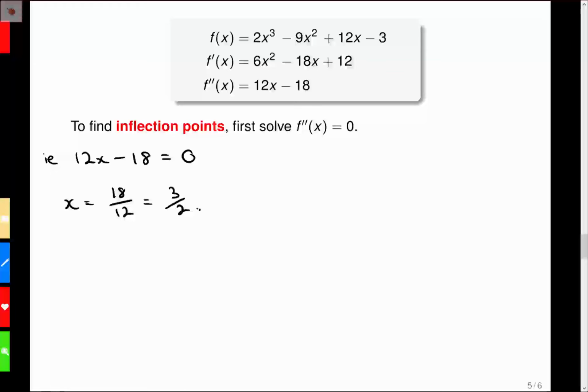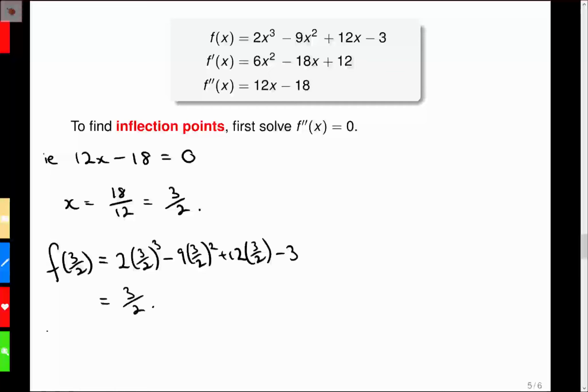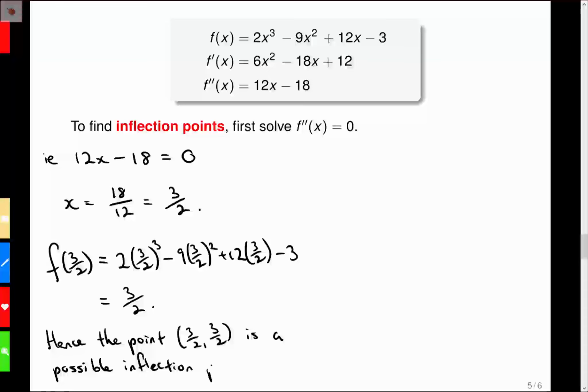Now, substituting this x value back into the original equation to find the y value, we get the following. Which turns out to also be 3 on 2 here. Hence, the point (3 on 2, 3 on 2) is a possible inflection point.